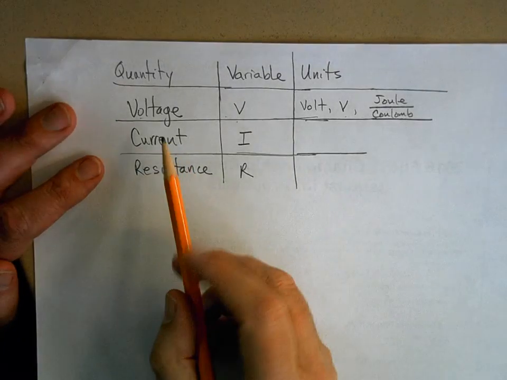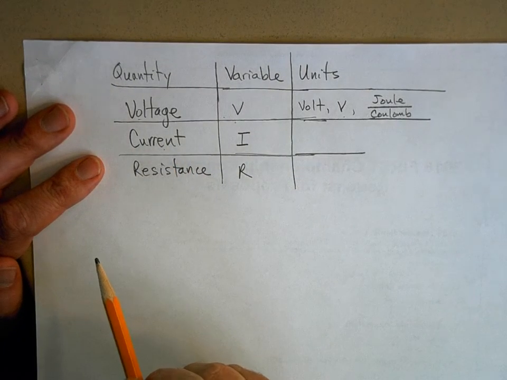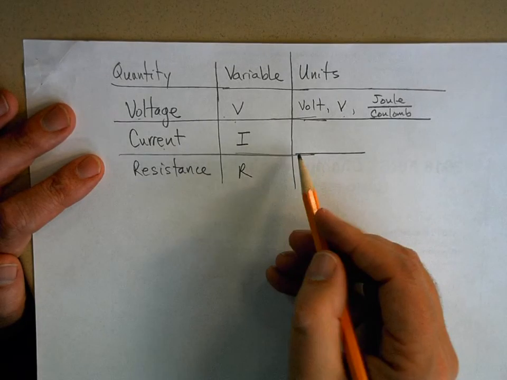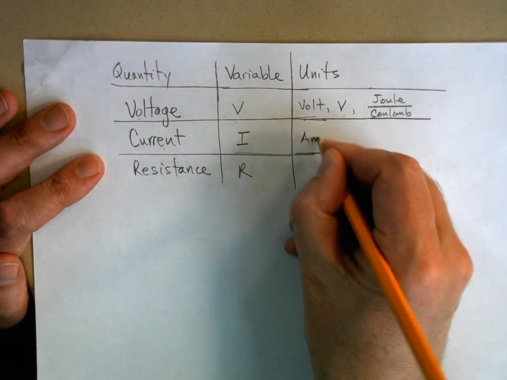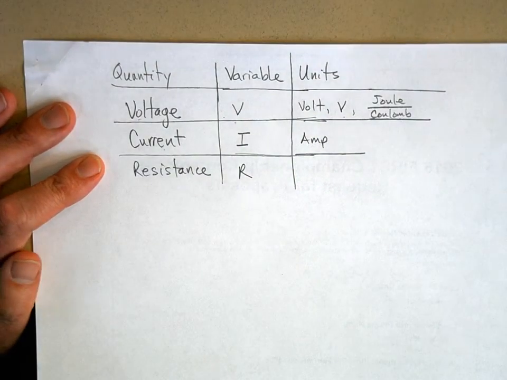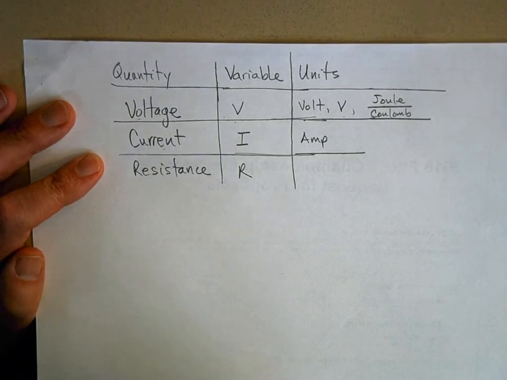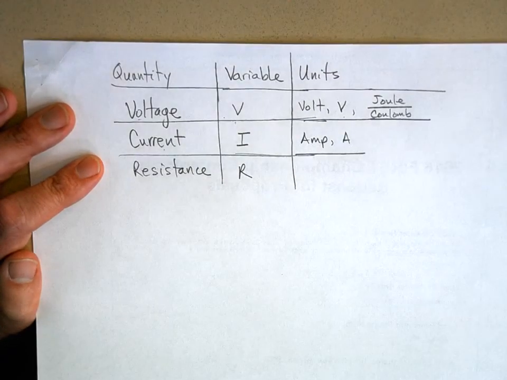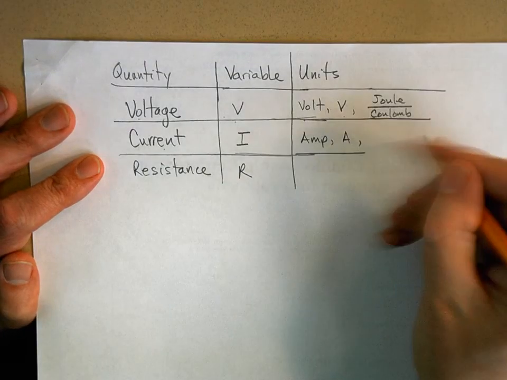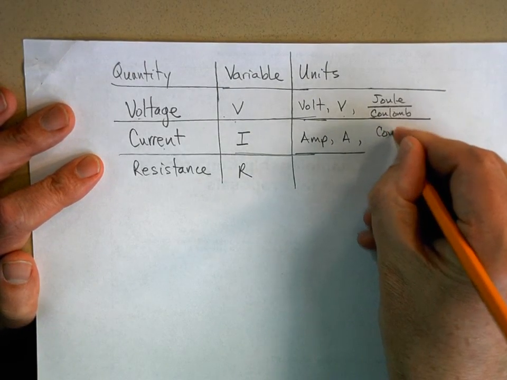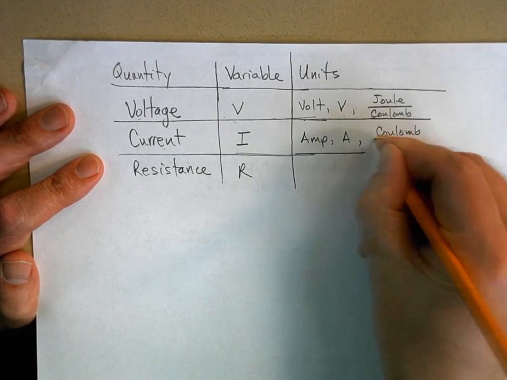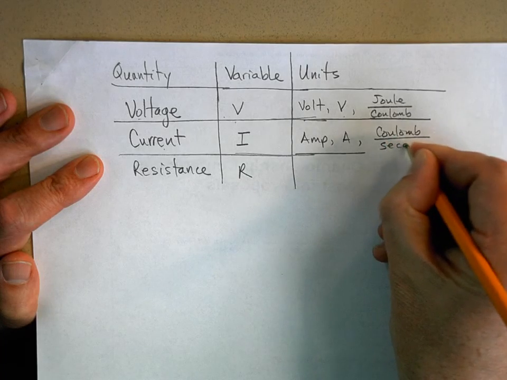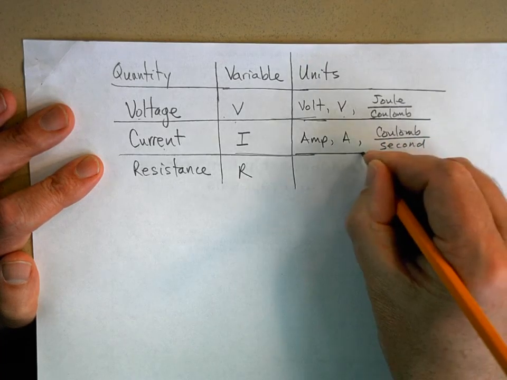Current. We say that a current is an amp, and that's good enough for this class. An ampere, I don't know, an amp is good enough. We abbreviate with a capital A, and the way to think about that is a coulomb per second. How much charge goes by per second?